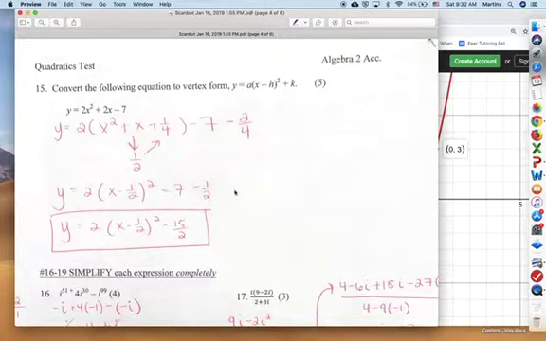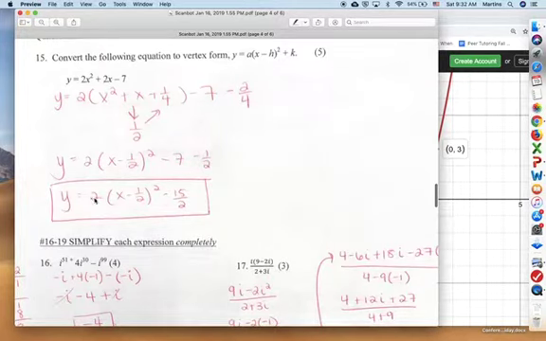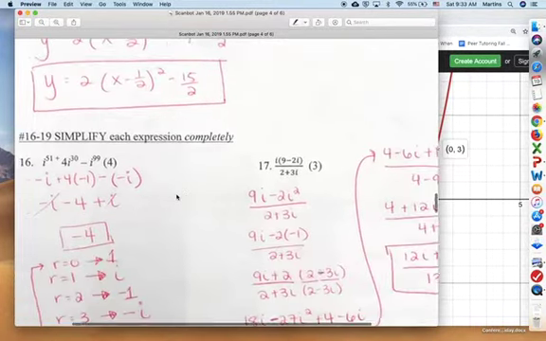Then I need to combine these like terms, okay, and we need a common denominator here, so 7 is going to turn into 14 halves. Negative 14 halves plus another negative 1/2 is going to get you negative 15 halves, okay? And your final answer should be y equals 2 times the parentheses x plus 1/2 squared minus 15 over 2. Okay? Questions? Continuing on. Number 16.